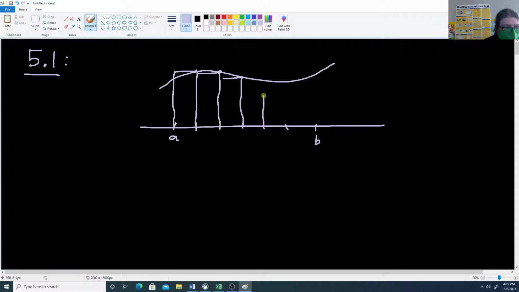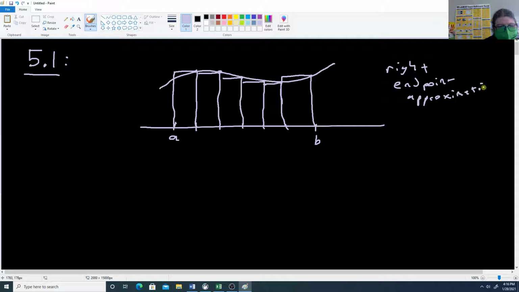So we're using the right endpoints to create these little rectangles. They're supposed to be the same spacing between them, but I've kind of drawn it badly. And this would be what we call a right endpoint approximation. So we're going to focus on that type, a left endpoint approximation and a midpoint approximation.